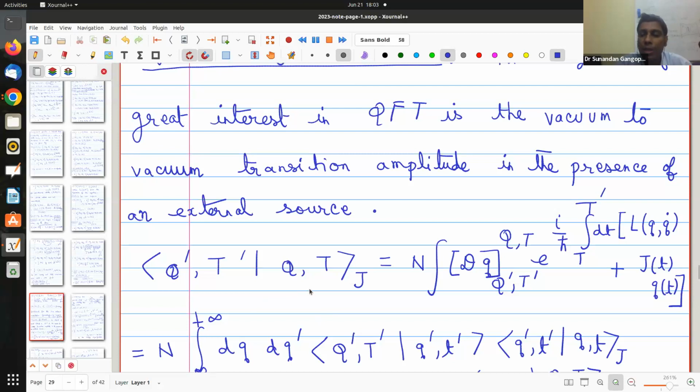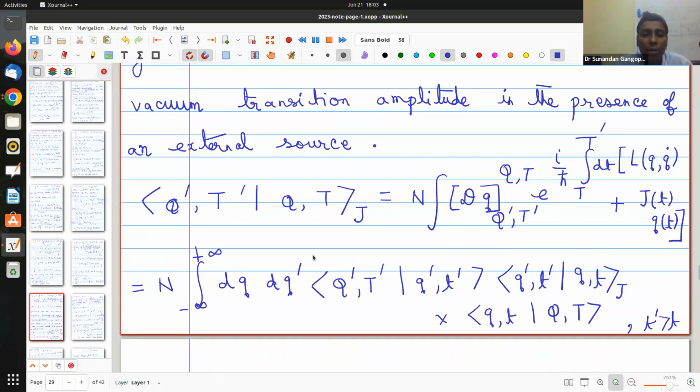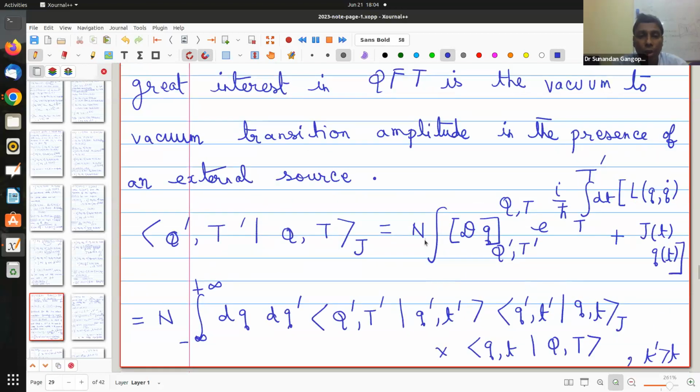This is an object which is of utmost importance in both quantum mechanics as well as quantum field theory. So let us see how we can construct such an object. Let us write down the following object: the overlap of ket Q,T with Q',T' in the presence of an external source J. You can write it in the following way. We had already defined an object like the overlap of ket psi_I with bra psi_I in the presence of the source J, and it was defined in the following way.